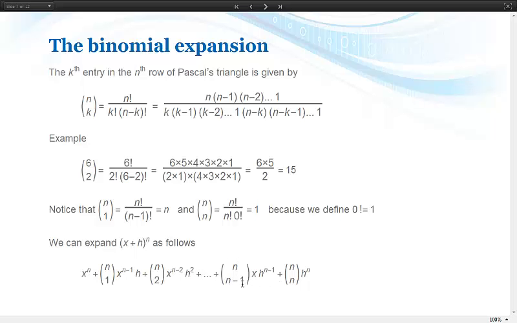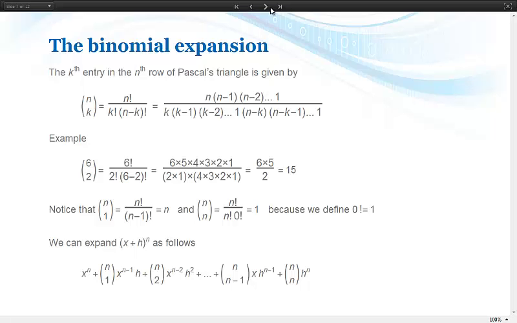n choose n minus 1. If you work that out, it's also going to be n, and I'll have just a single x to the first power and h to the n minus 1, and then n choose n, or 1, times h to the n. So this is the replacement for the coefficients in Pascal's triangle. We can compute them directly using this factorial formula. In fact, most calculators have n choose r as a function, so we can compute this directly.